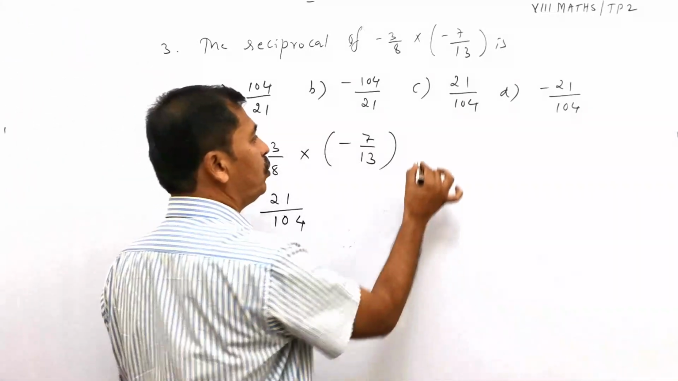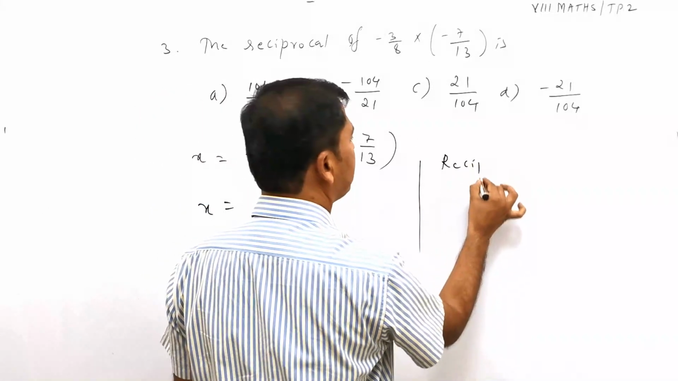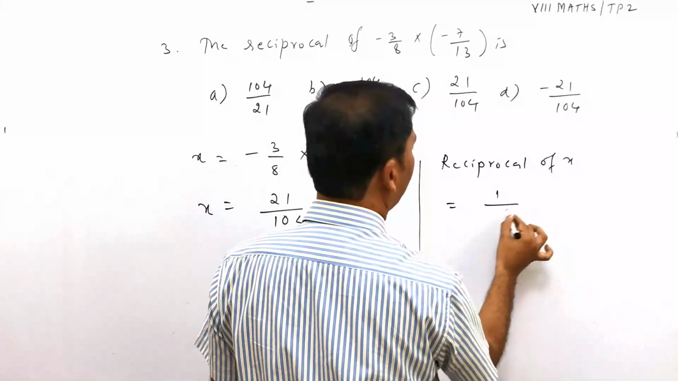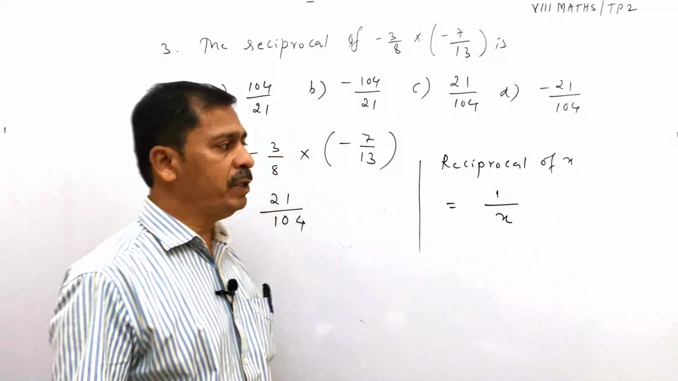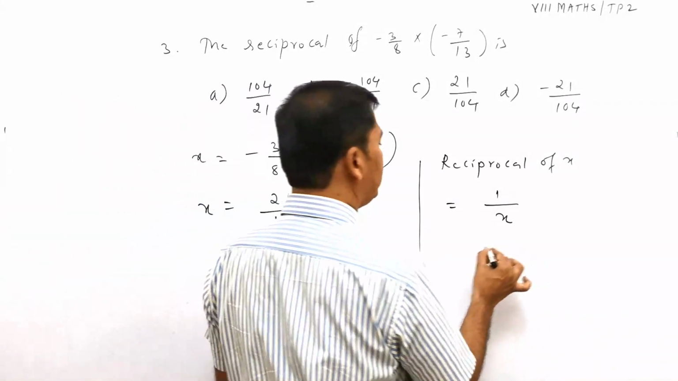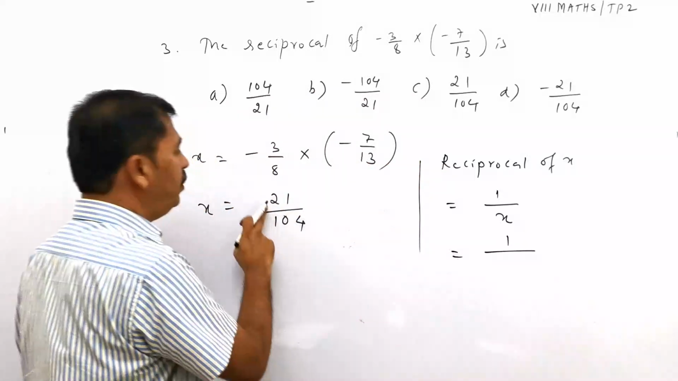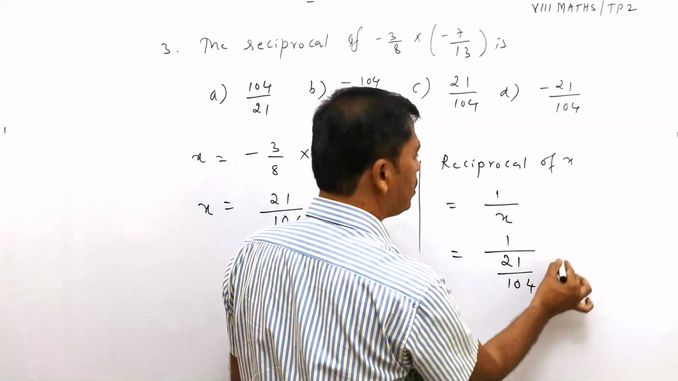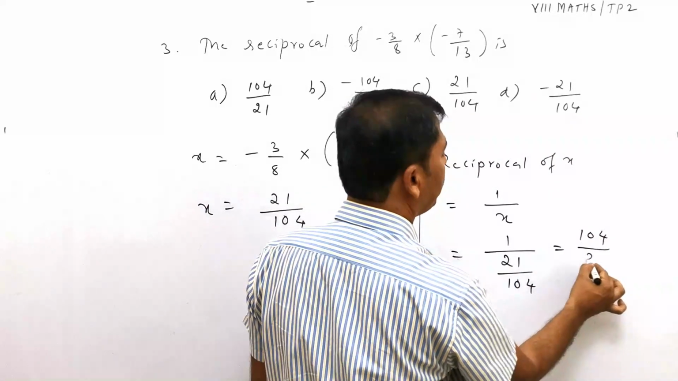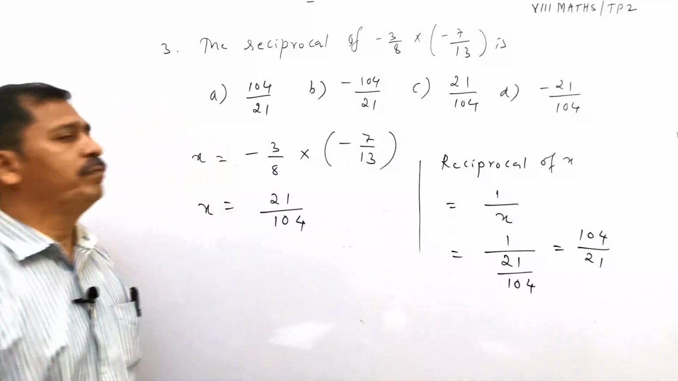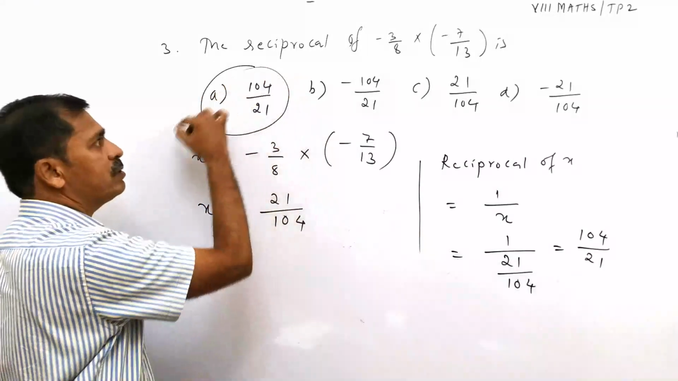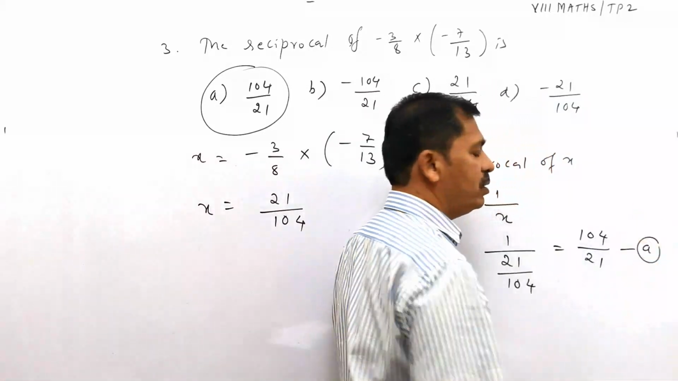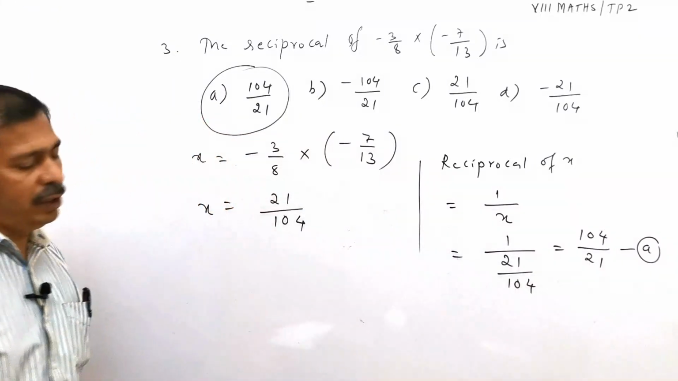See, its reciprocal we want to find out. Reciprocal of x. Reciprocal of x is equal to 1 over x, you have to write now. The reciprocal of x is 1 by x. But x is nothing but, how much here? 21 divided by 104. So by taking the reciprocal, it becomes 104 divided by 21. Where is the answer? See, answer seems to be in the first option. So A is the right choice for us. Okay.